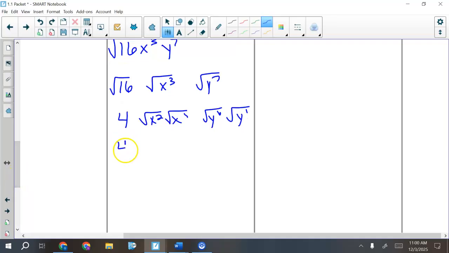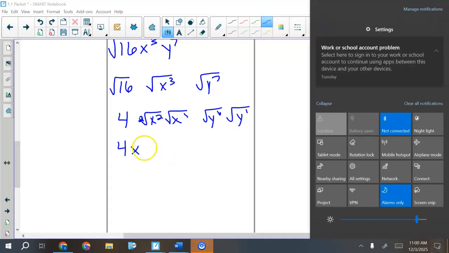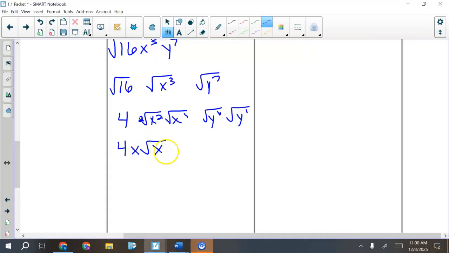All right, so the 4 is going to stay there. X squared, square root of x squared. Again, divide those exponents by the index there, which is a 2. So 2 divided by 2 would get us to 1. But we still have it times the square root of x. And then over here, square root of y to the sixth. Since that's a 2, 6 divided by 2 is 3. And we still have a y.